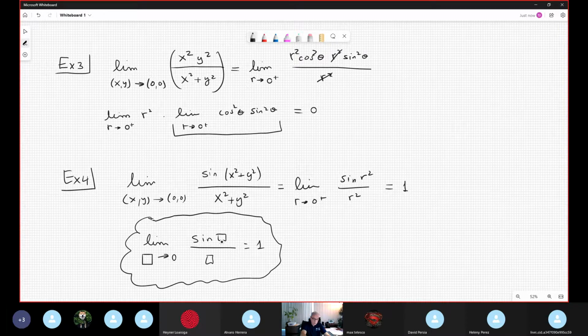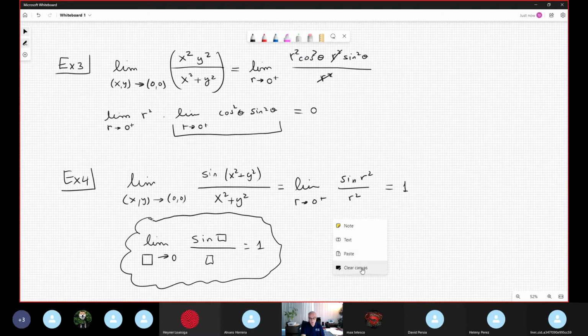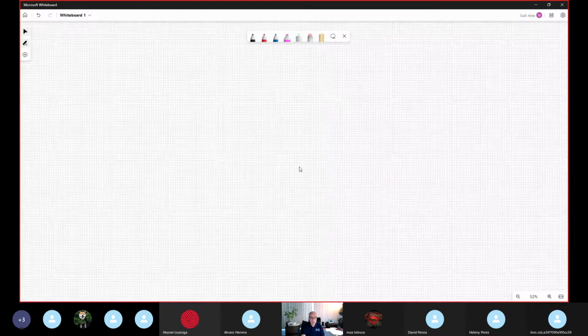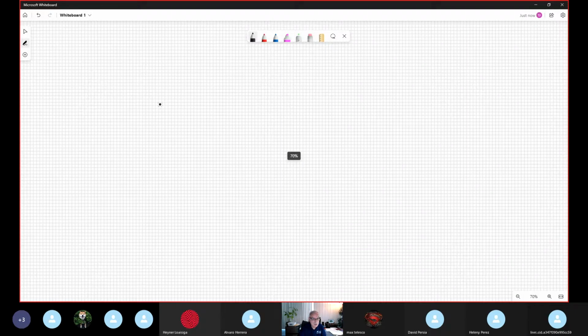Now you take advantage. When you see x squared plus y squared, and you see several powers of this, then it is obvious that polar works. And that's it. Now I bring another strategy that is super strong. It is the squeeze theorem.